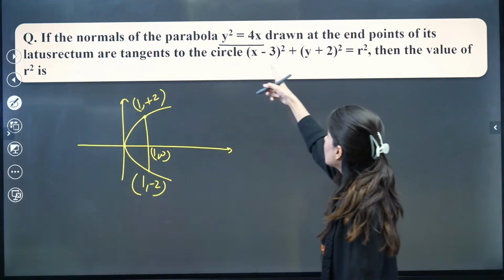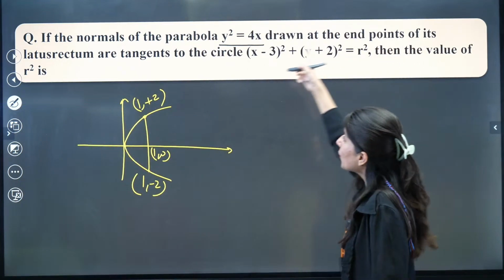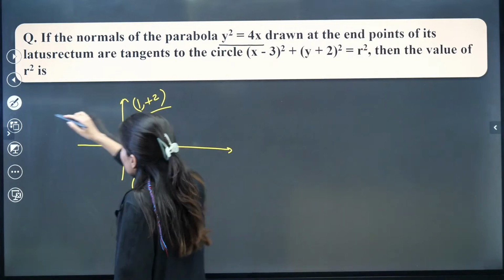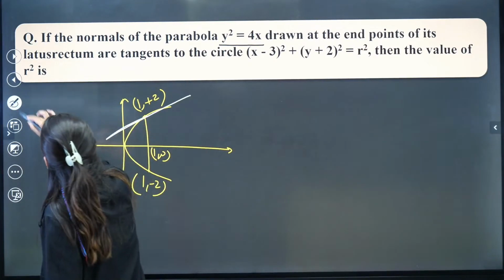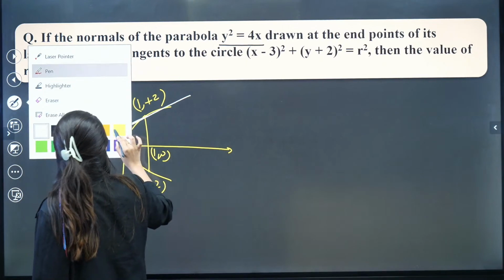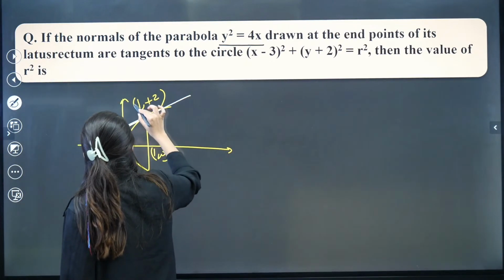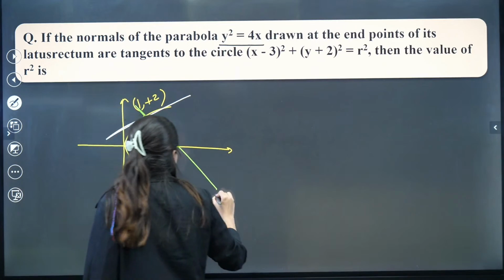Okay. So the normal of the parabola drawn at the end point of its latus rectum. So we are going to draw first the tangent of this. And on this tangent, I'm going to draw a normal over here. So this is your normal.